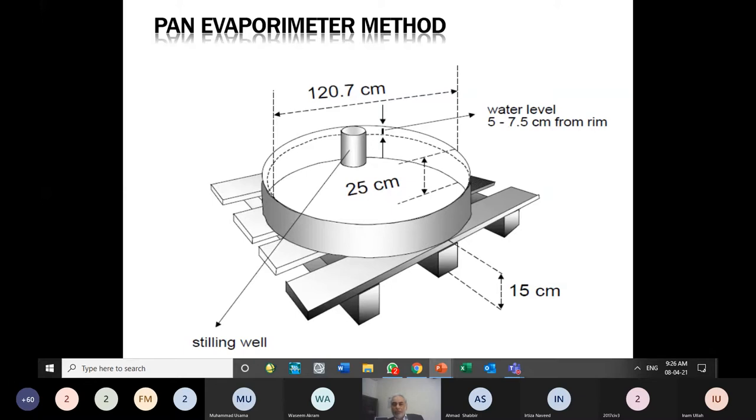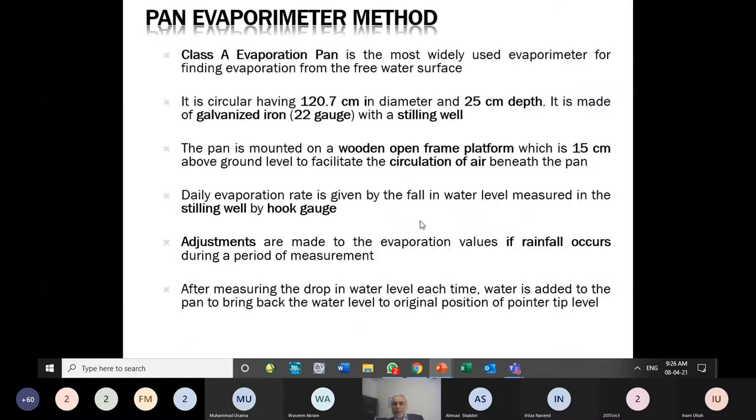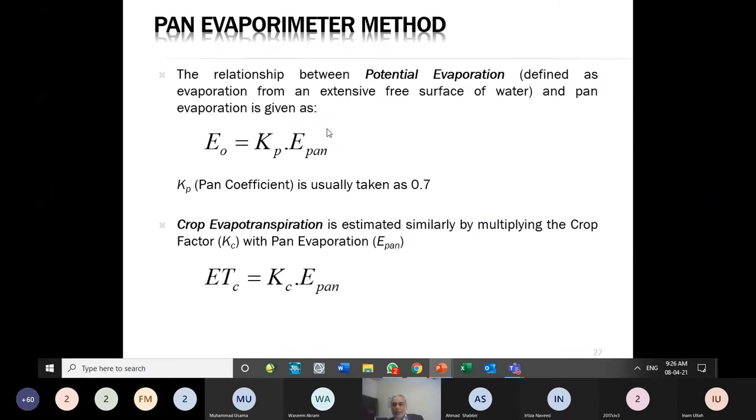If we multiply this pan evaporation data, which we call E-pan, the pan evaporation value for one day or for one season, with the coefficient of the pan, we get the factor which is known as potential evaporation.